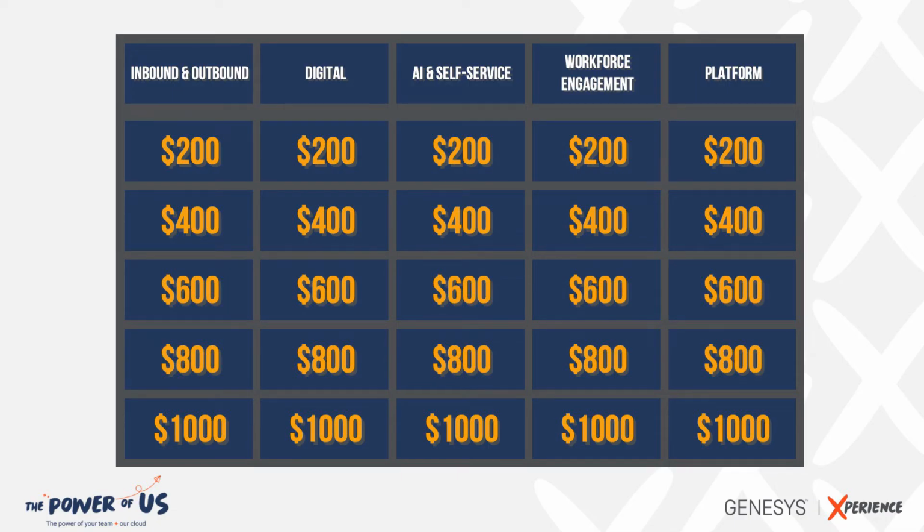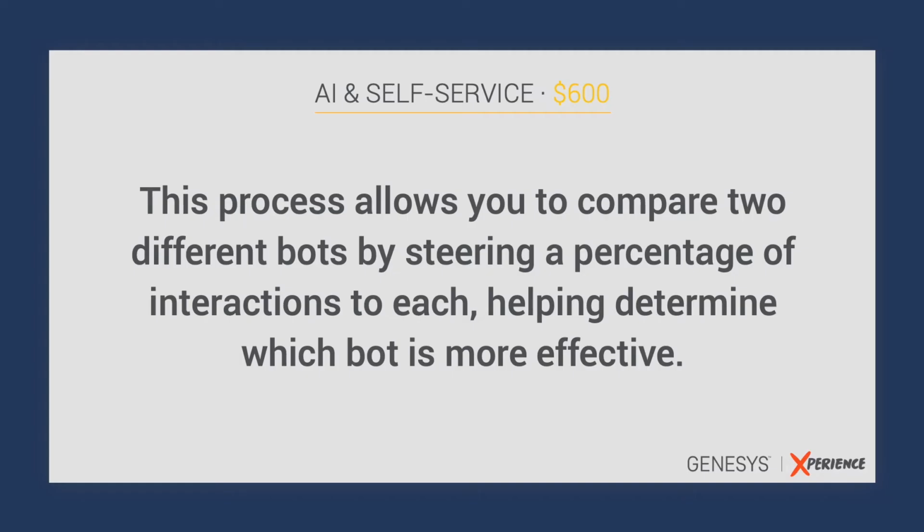All right, let's go to AI and self-service for 600. This process allows you to compare 2 different bots by steering a percentage of interactions to each, helping determine which bot is more effective. Oh, what is A/B testing for Architect?